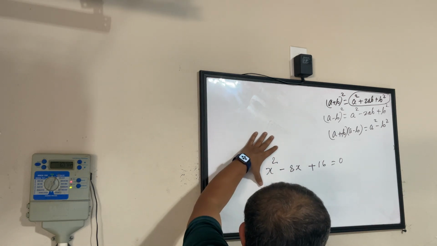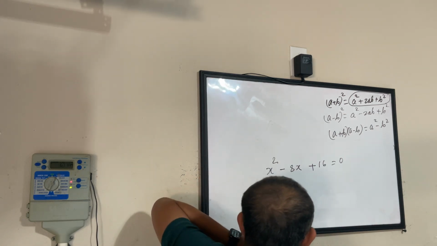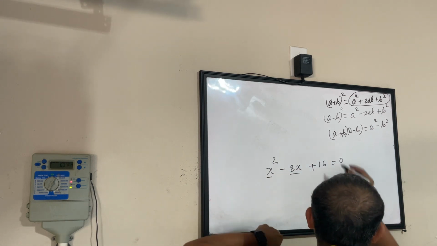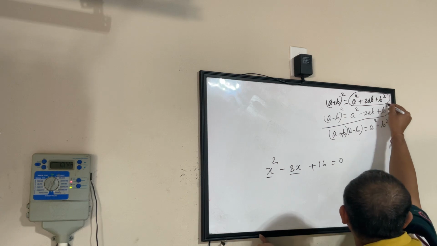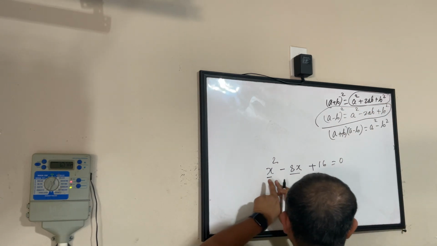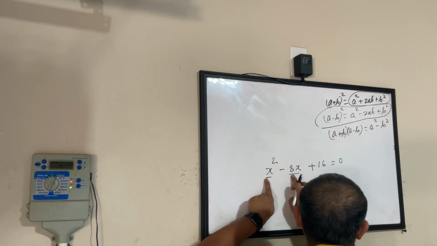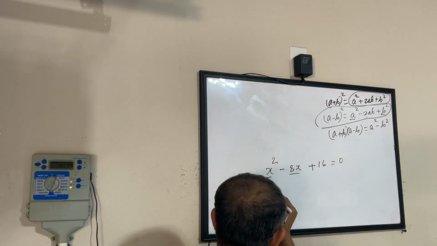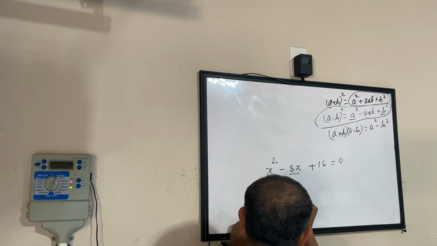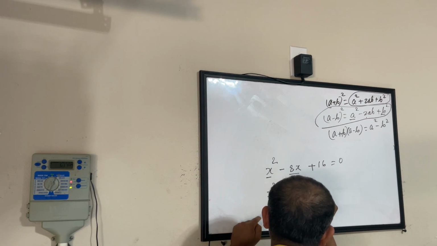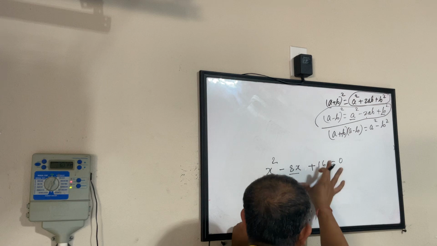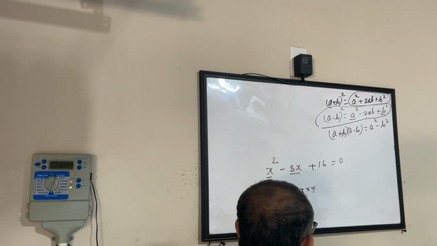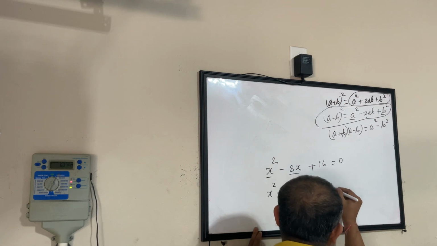If I have a quadratic equation like this, what do I see here? x squared and minus 8x. Oh, this could be related with this formula. Let's see. I have one positive and one negative here. Can I say this is x squared minus 2 into 4 into x, or 2 into x into 4? Same thing. Minus 8x plus 16 is nothing but 4 squared.